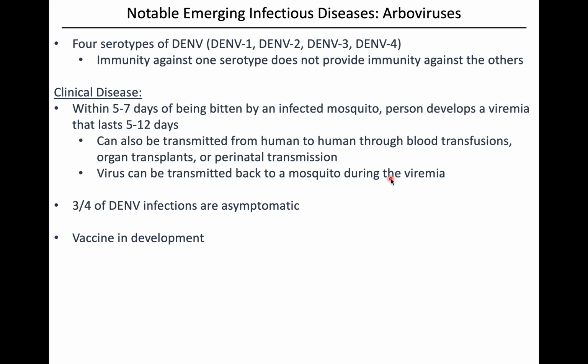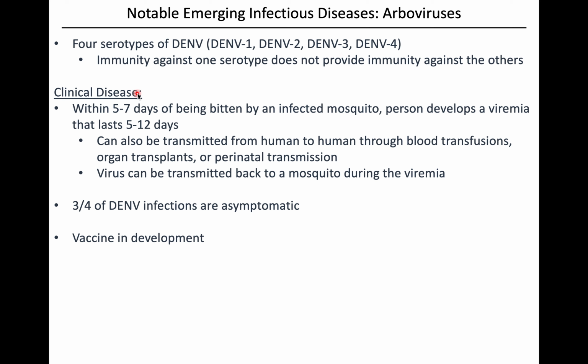So just to dig a little bit more into dengue here, we've got 4 different serotypes, dengue virus 1 through 4. They are unique enough that having immunity against one doesn't provide you protection against the others, so you could theoretically become independently infected with 4 different flavors of dengue virus.